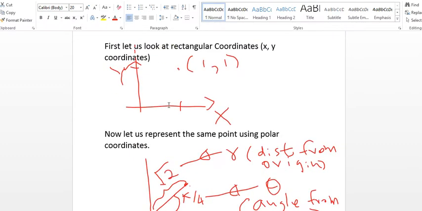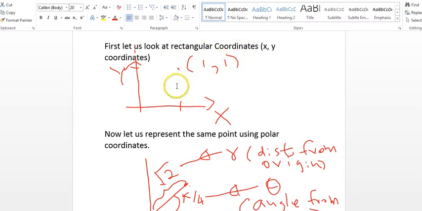Alright, first of all, let's take a nice pair of rectangular coordinates that we are aware of. Take the point (1, 1) in the rectangular xy axis. Now when you say (1, 1), what you really mean is that we have one unit this way and one unit that way. So we have the point (1, 1), and (1, 1) is a rectangular representation. Now let us see how we can represent this same point using polar coordinates.